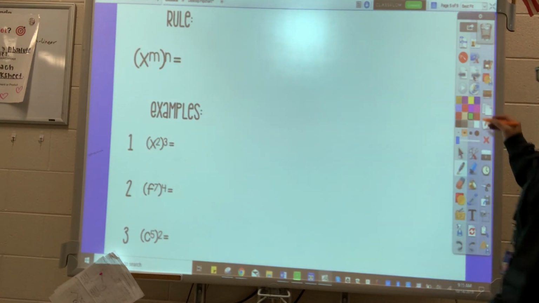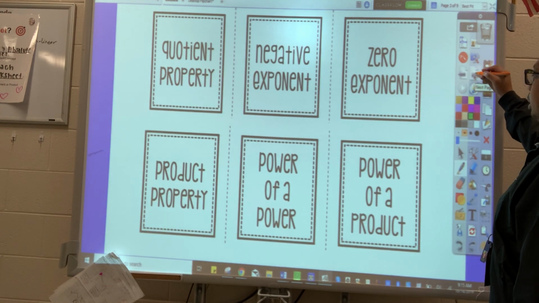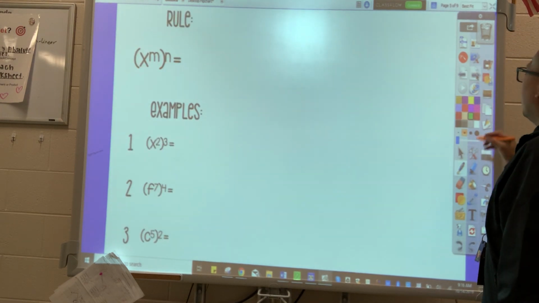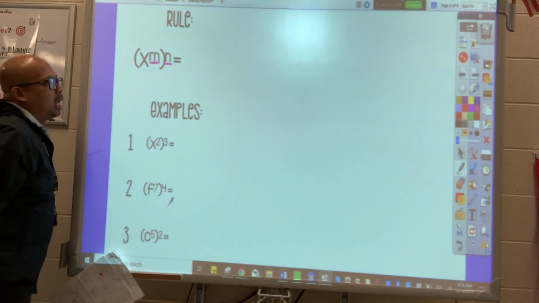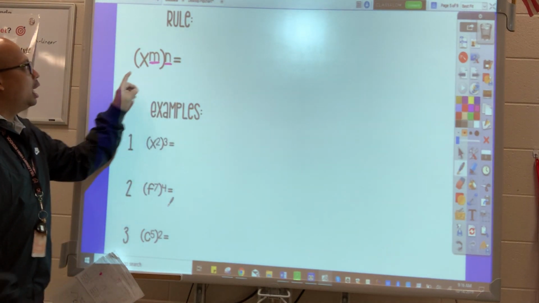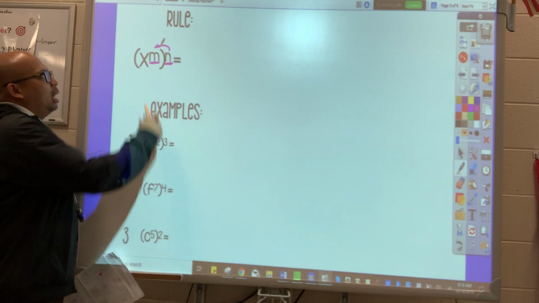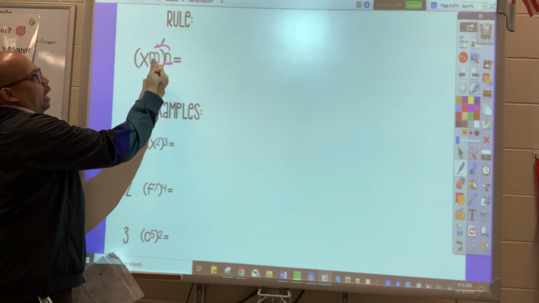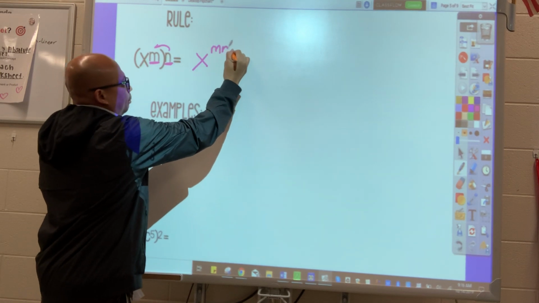The next rule here is the power of a power. For this one, this is a power, this is an exponent, and this is a power. How many bases do you see here? You only see one x, one base right here. The idea is there's an exponent outside the parenthesis, and what you do with m and n here is you just simply multiply them.